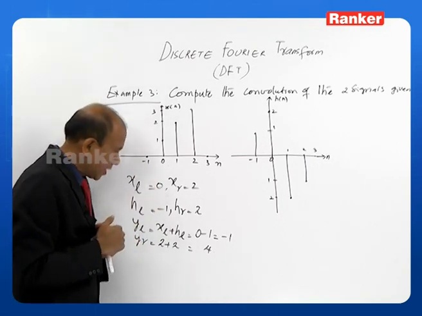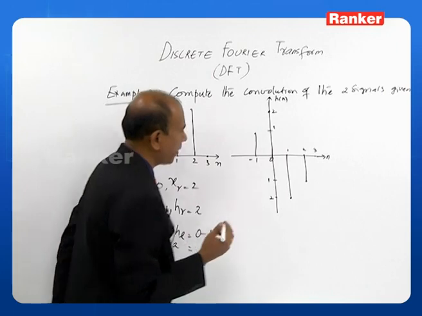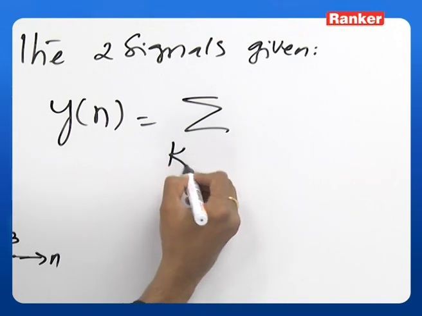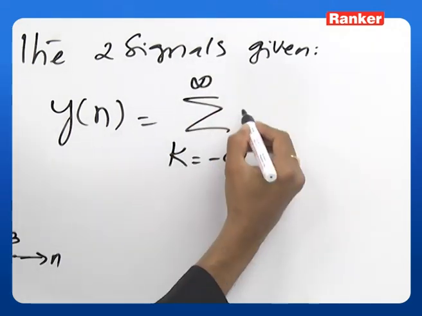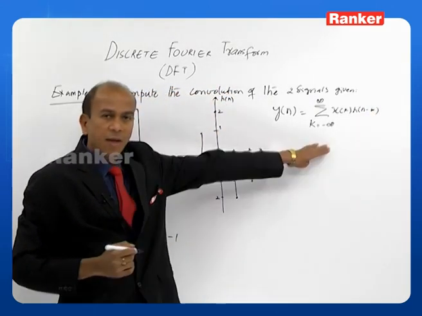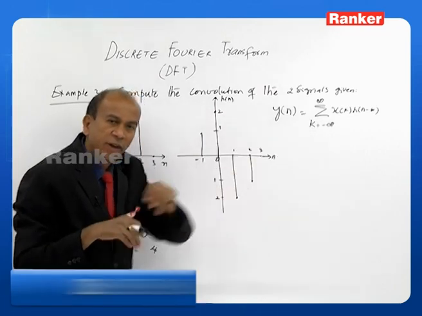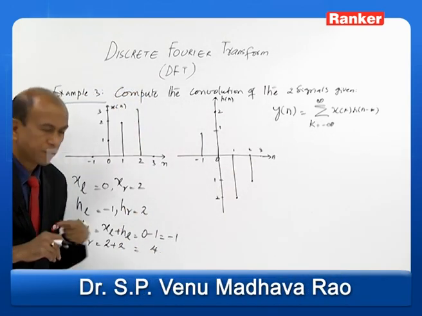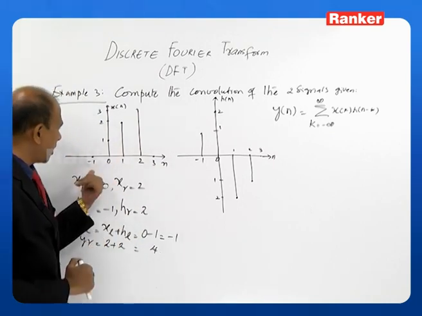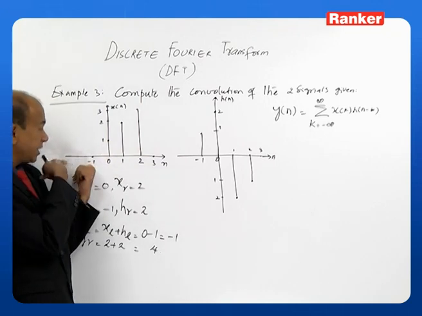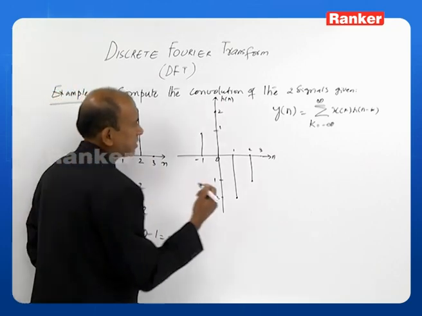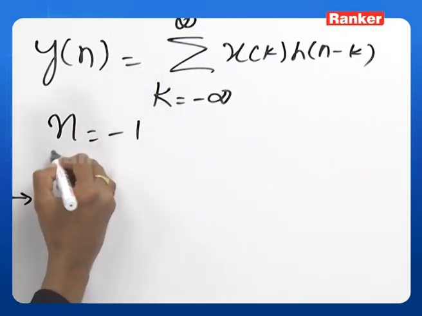So, let us start this. Again we know the formula. Y of n is equal to summation k equals minus infinity to plus infinity x of k h of n minus k. Now, what should be the first value of n for us? It must be minus 1. Also, x of n does not exist for minus 1, but in fact h of n is there. So, we should start from n equal to minus 1. So, let us start with case 1, n equal to minus 1 first.